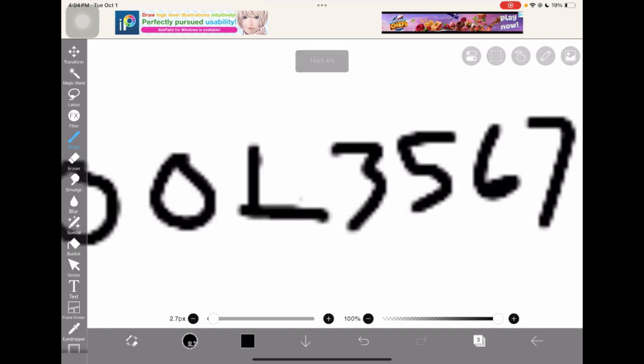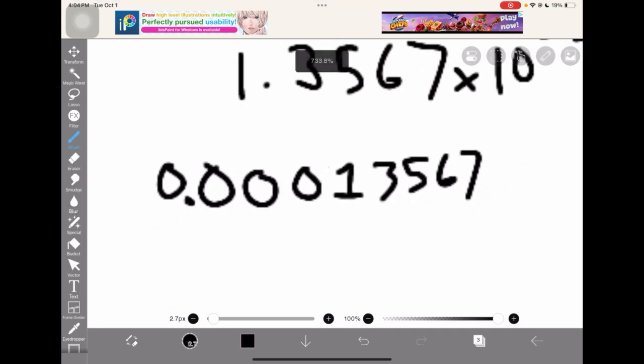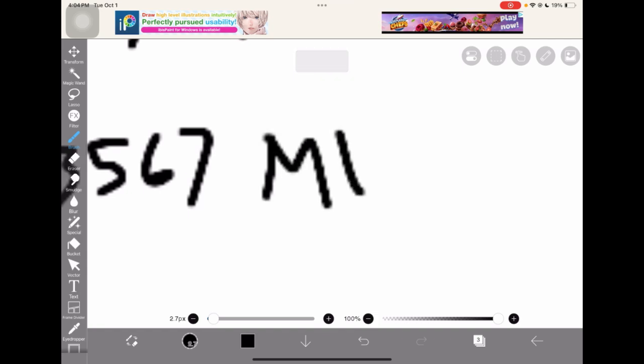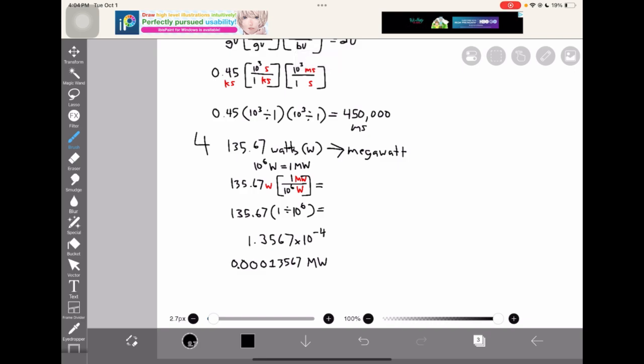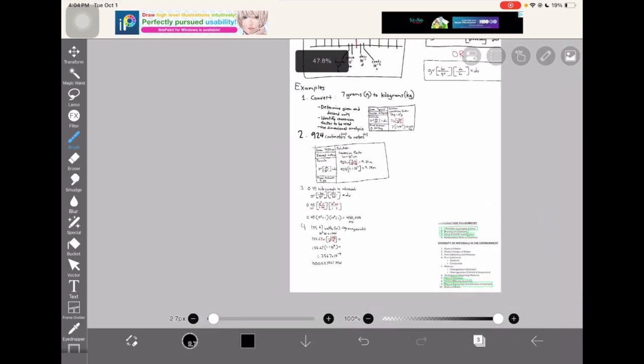So it's a pretty long answer. So let me just fix up my 1 real quick. 0.00013567 megawatts is our final answer. So it actually depends on if we should do standard or scientific. It's really based on the question, but just do what is given.